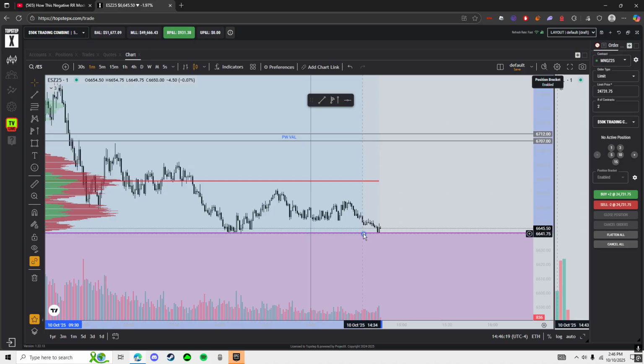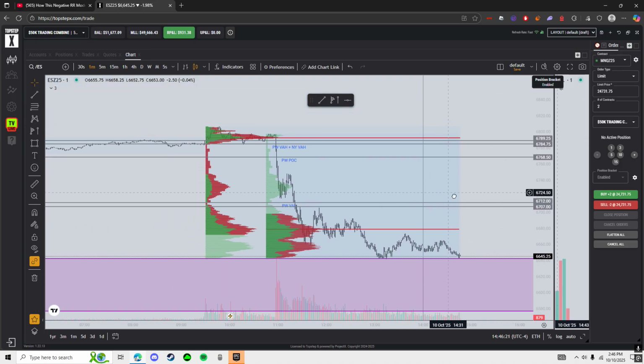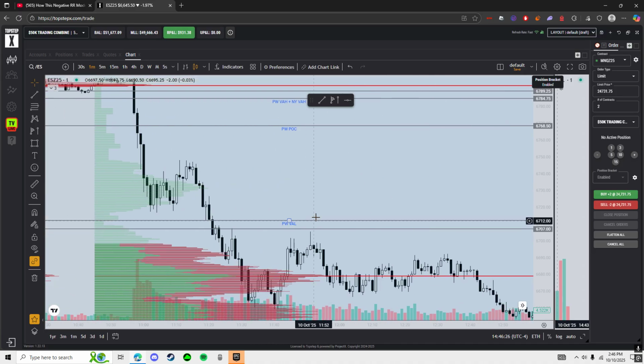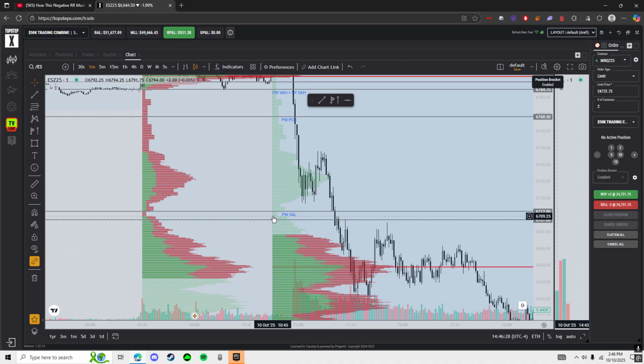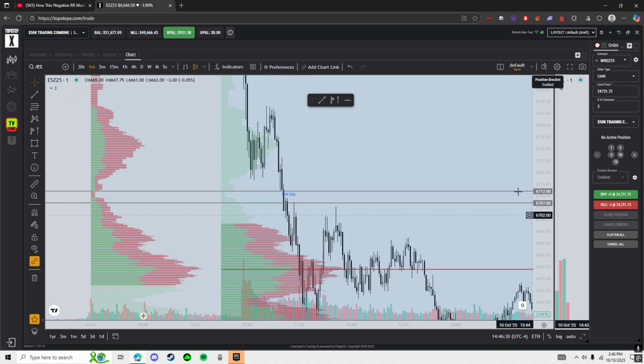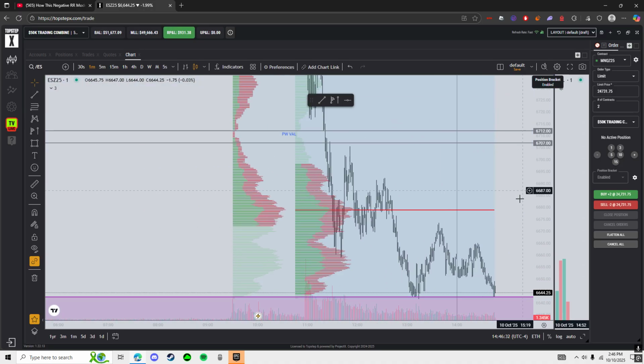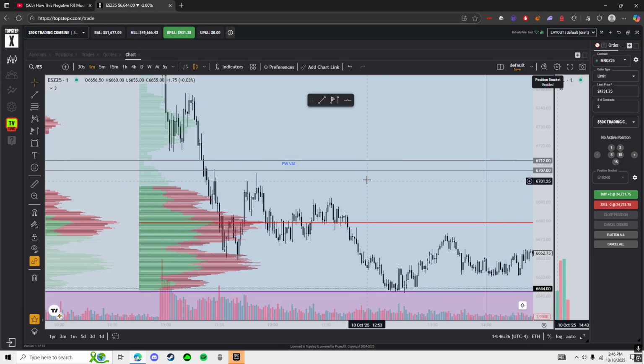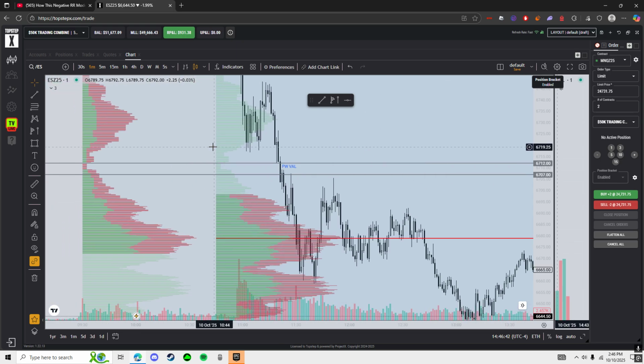but that's about it. It's my new strategy. And also, I've been looking at these low volume nodes right here. I learned that from Fabiano. He's the World Cup guy.